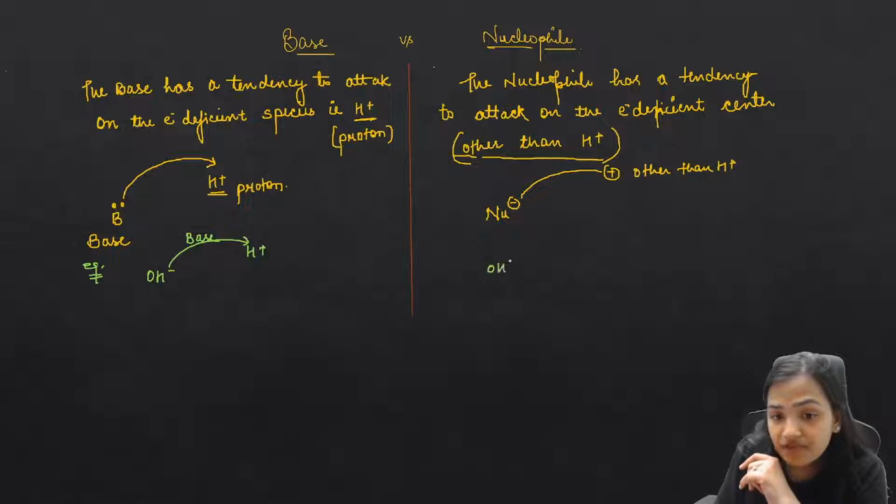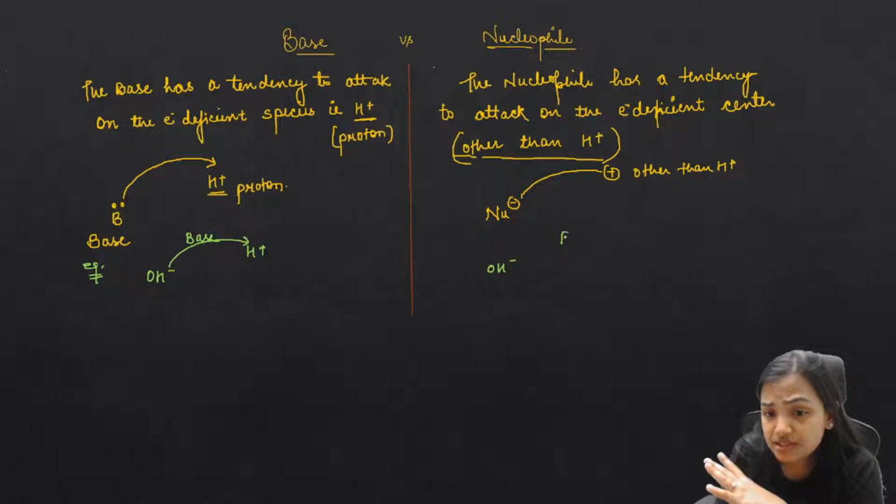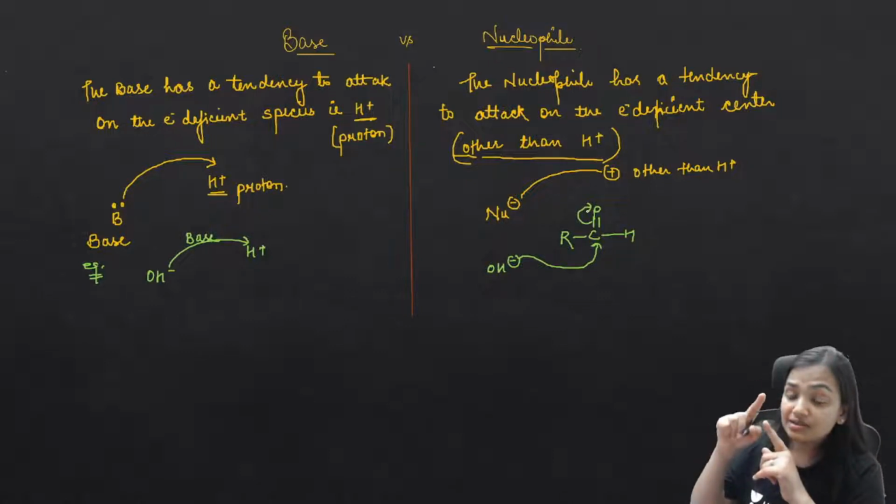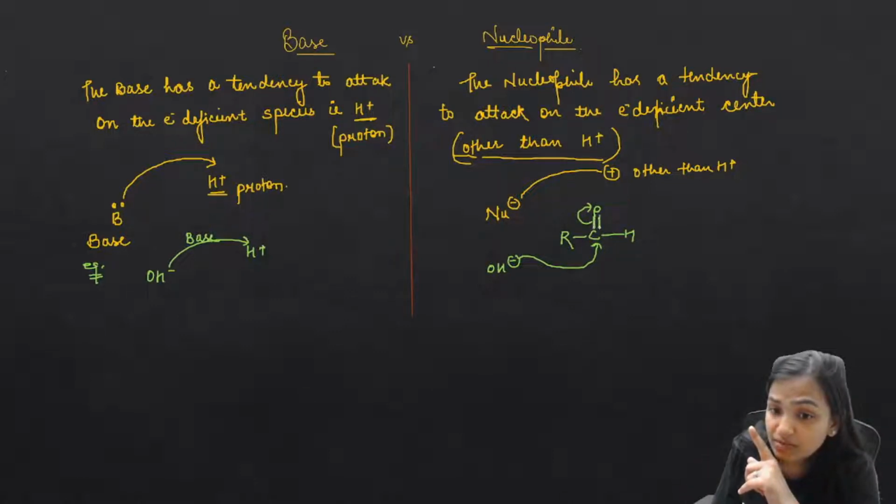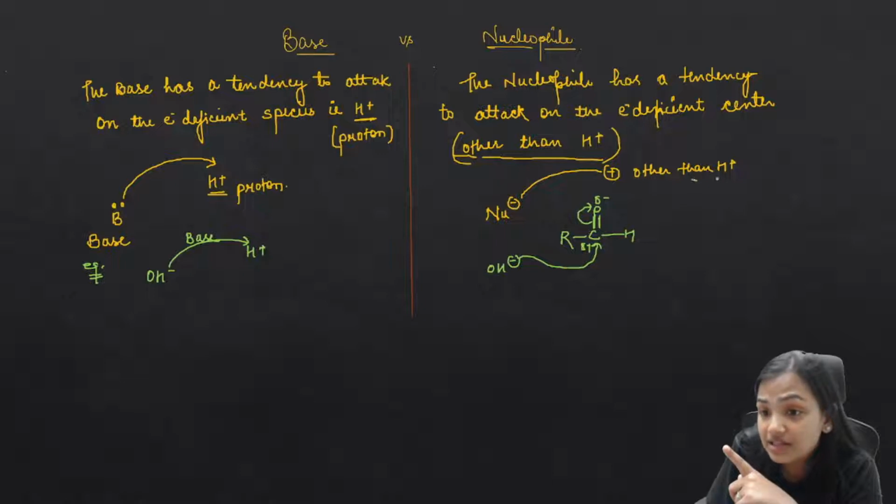But here if I am having OH negative and this OH negative is attacking over any of the species, like here let's say I am having a carbonyl group, and this OH negative is attacking over this particular carbonyl carbon, which is the electron deficient center. Because of this polar pi bond, this pi bond will be broken, there will be a heterolytic cleavage, and this is an electron deficient center. So if this OH negative is attacking over any electron deficient center, that is, this is positive and this is negative, so if it is attacking over the carbon which is other than H positive, then this is said to be a nucleophile.